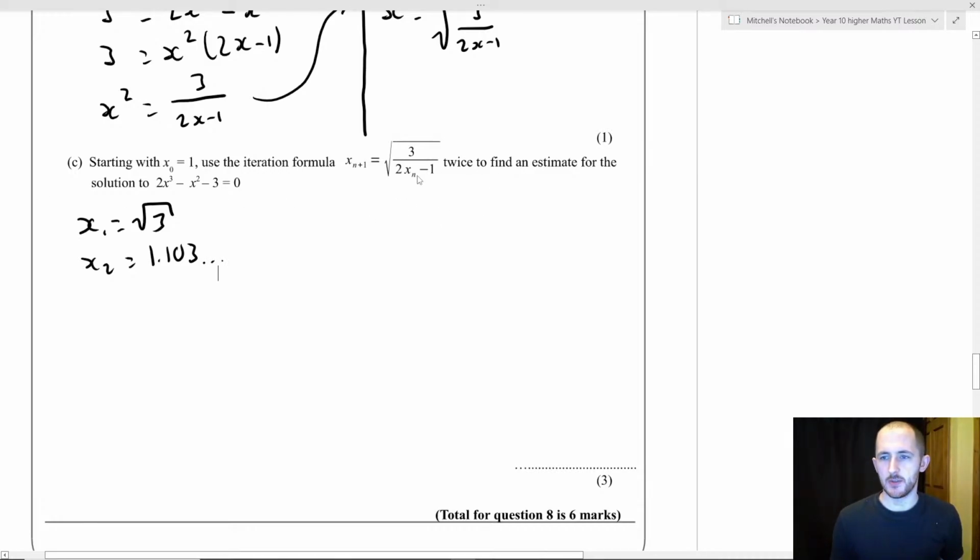So in this case, it just says use it twice to find an estimate for the solution of, so your estimate is going to just be 1.103. And that's it. Nice and quick.